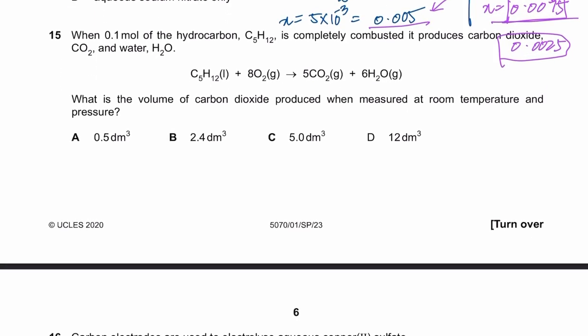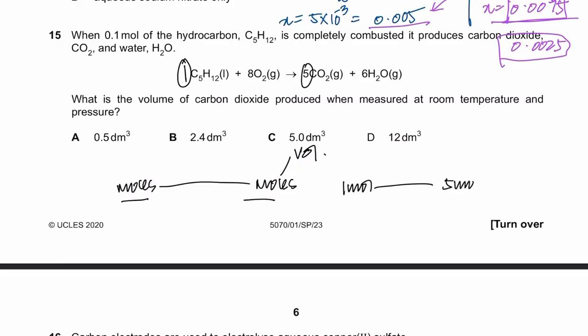Question 15 says 0.1 mole of the hydrocarbon is burnt. What is the volume of carbon dioxide produced? You are given the moles of the hydrocarbon. You go from the moles of the hydrocarbon to the moles of carbon dioxide, and then you go from the moles of carbon dioxide into the volume of carbon dioxide. And how do you go from one moles to the other moles? Obviously we use the equation. We know that through the equation 1 mole of this hydrocarbon gives you 5 moles of carbon dioxide. So if 1 mole of this hydrocarbon gives me 5 moles of carbon dioxide, what if I have 0.1 mole of this hydrocarbon? You would end up with X equals 5 into 0.1. That gives me 0.5 moles of carbon dioxide.